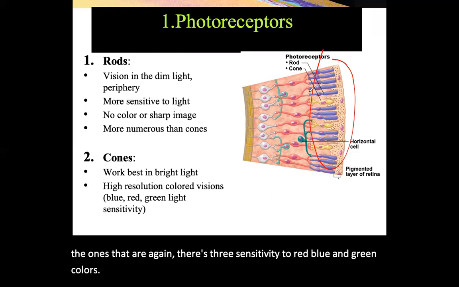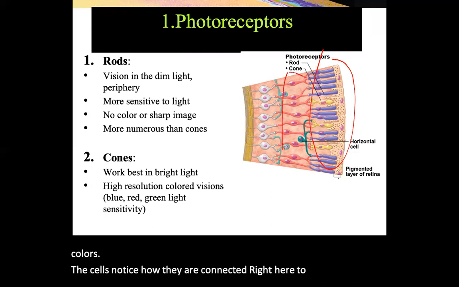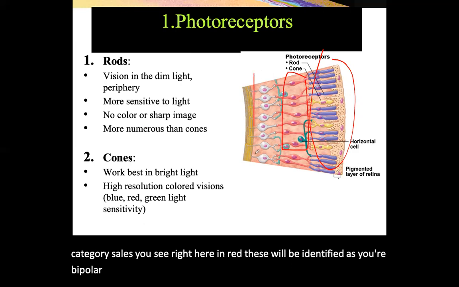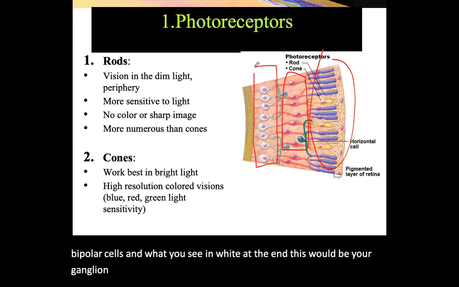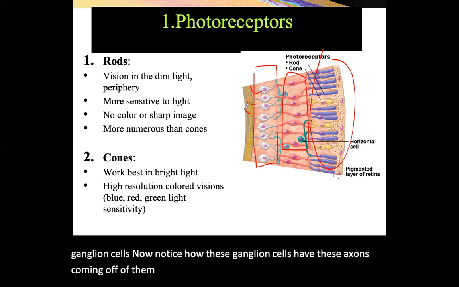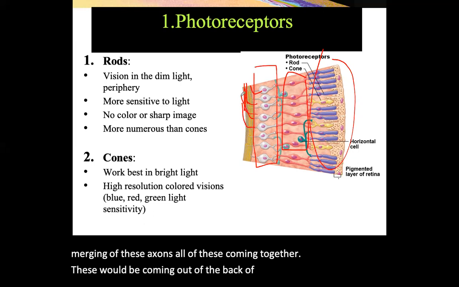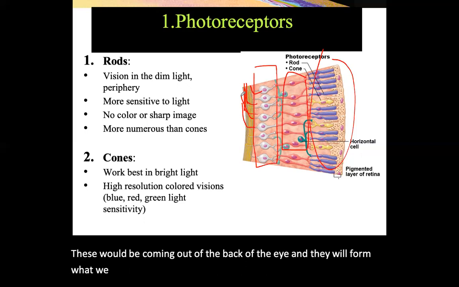The cells, notice how they are connected right here to the second category of cells you see right here in red. These will be identified as your bipolar cells. And what you see in white at the end, these would be your ganglion cells. Now notice how these ganglion cells have these axons coming off of them, and see how they're all merging together. So these axons, all of these coming together, would be coming out of the back of the eye, and they will form what we identified again as your optic nerve.